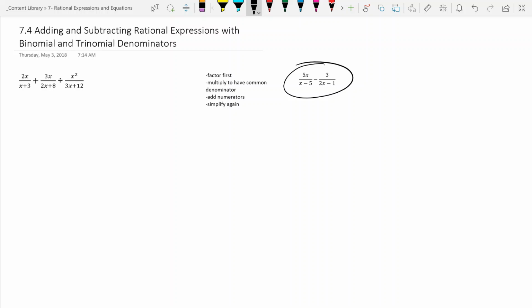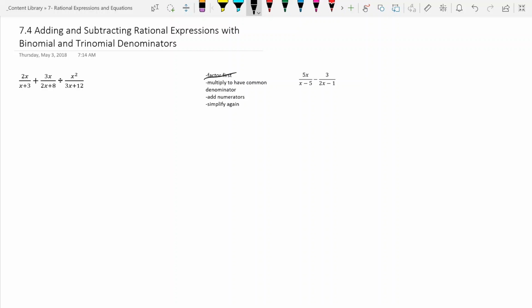We want to add these two rational expressions together, but they don't have the same denominator. So we need to make them have the same denominator. What I'm going to tell you, again, as always, is factor if you can first. When I look at this question, there's no exponents, there's no common terms or anything. I can't factor, so that's done.